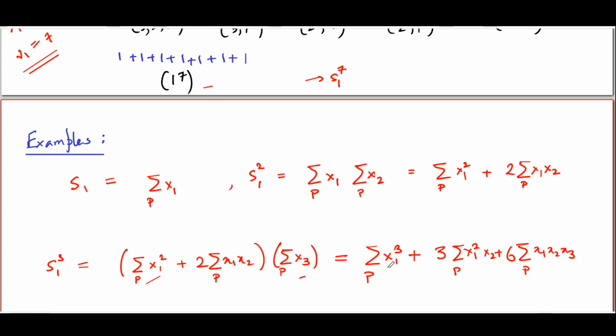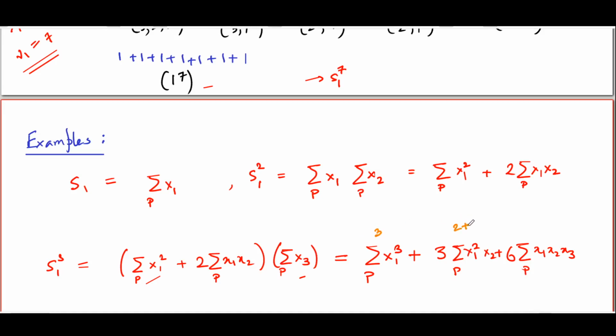So I'll get x1 cube, and you should be able to convince yourselves that that's the only way you're going to get x1 cube, by taking an x1 square from here and an x1 from here. Of course, you will also get x2 cube and so on, and that's taken care of by the permutation sign. But you'll get only one x1 cube, so the coefficient in front of that is 1. The next term you're going to look at is the next partition of 3. So 3 here, of course, is 3.